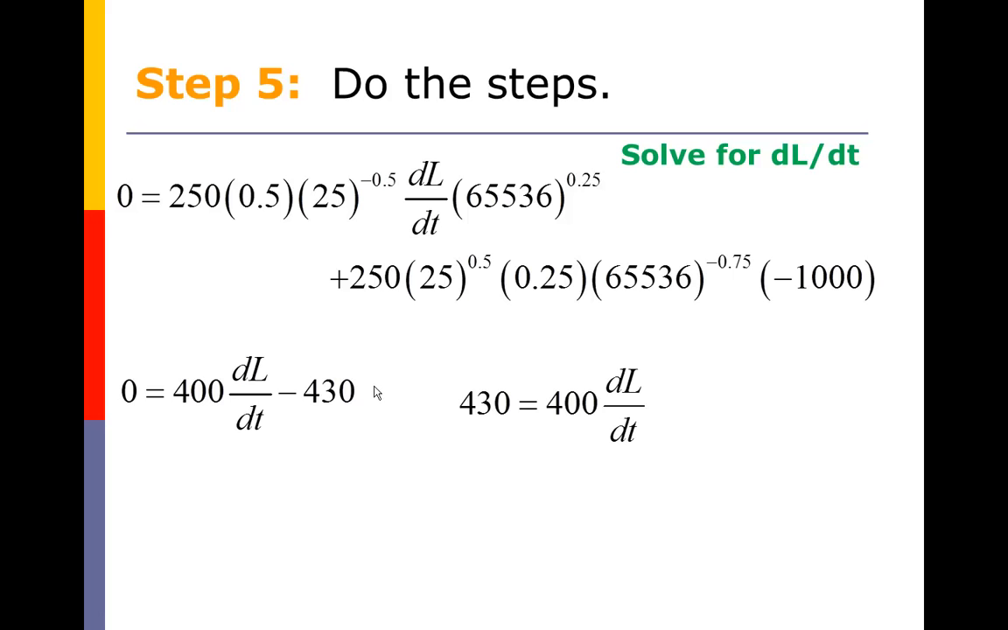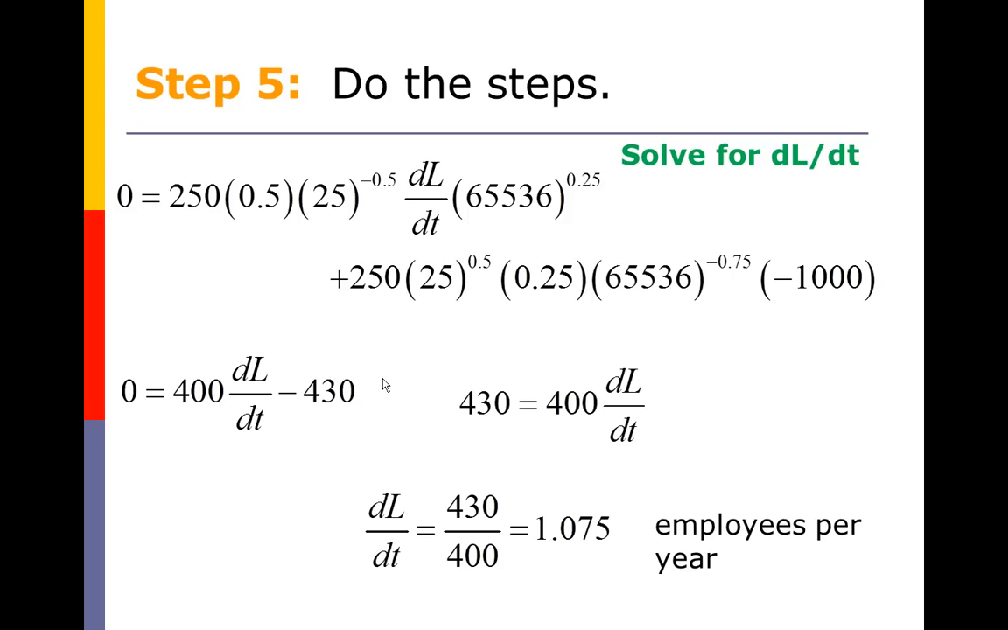And then next step, let's bring the 430 over to the other side by adding, and then divide both sides by 400. And so I'm looking at 1.075 employees per year. And so there's my final answer. I found out what dL/dt is worth in this example.